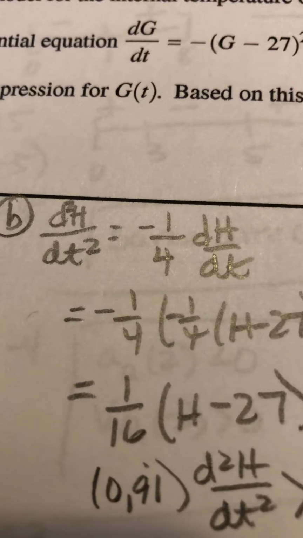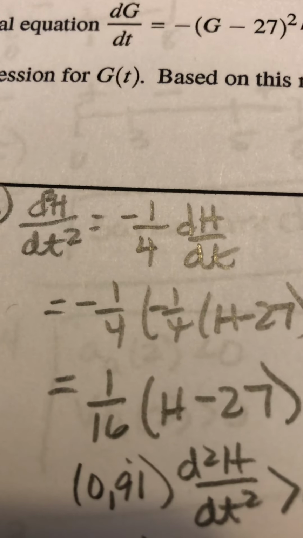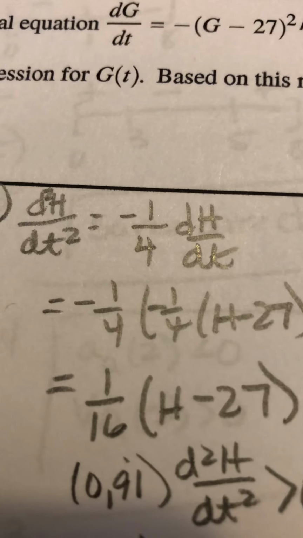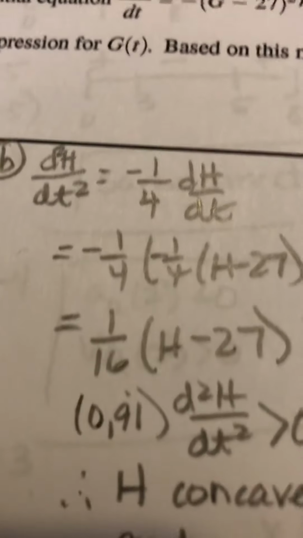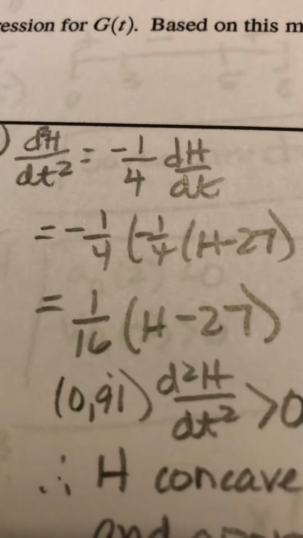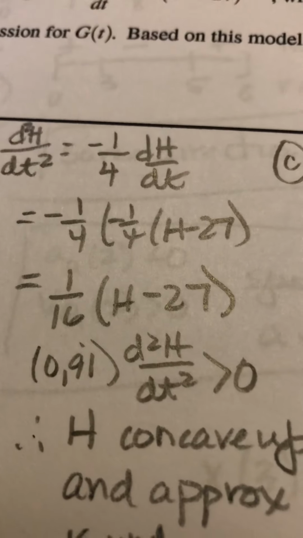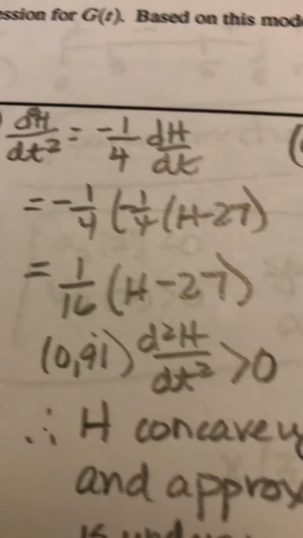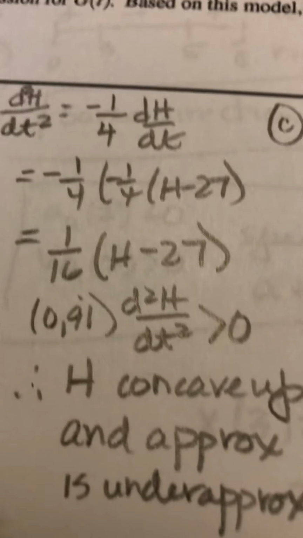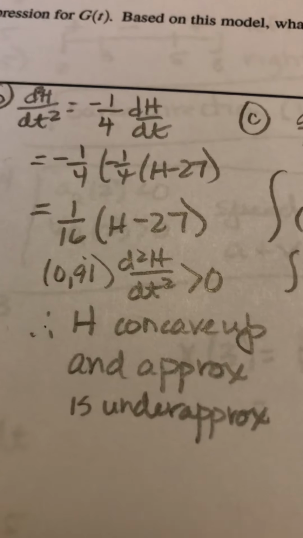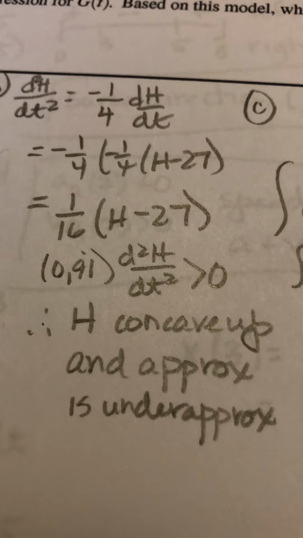So we start out and we say, okay, our second derivative is going to be negative 1/4 times dh dt, because the derivative of h is dh dt. So that means it's going to be negative 1/4 times negative 1/4 of h minus 27, which is 1/16 of h minus 27. At our point of tangency, when we put in 91 for h, we get a positive number. So that means our second derivative is positive, which means h is concave up, and our approximation is an under approximation.